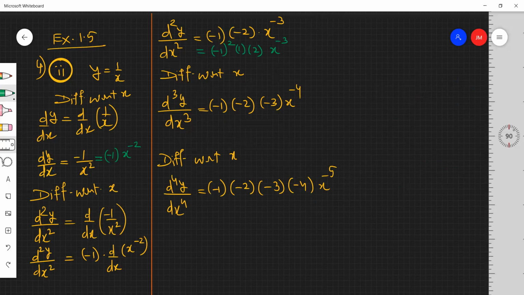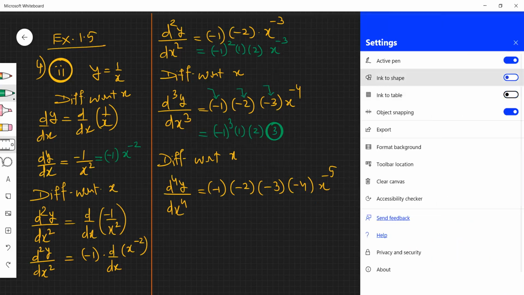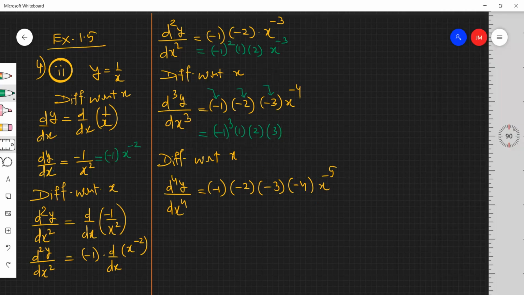Now come to the third derivative. For the third derivative, I will prefer writing minus 1, minus 1, minus 1. So there are 3 minus 1. So minus 1 cube and 1 into 2 into 3, and here you have x raised to minus 4.